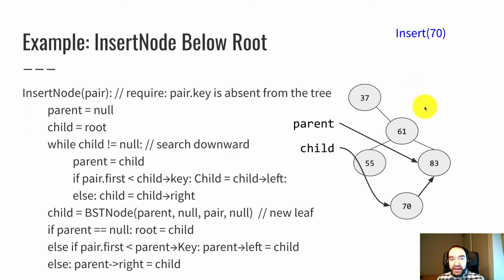Last step is the incoming pointer. So the if statement down there will determine that parent is not null, so we need to update a node's left or right child pointer. And based on the keys, we need to update the left child pointer to point at the new node. So that's it.